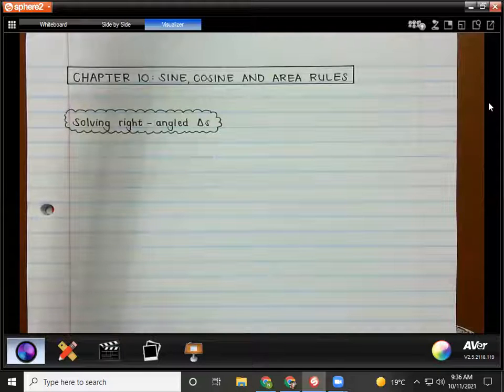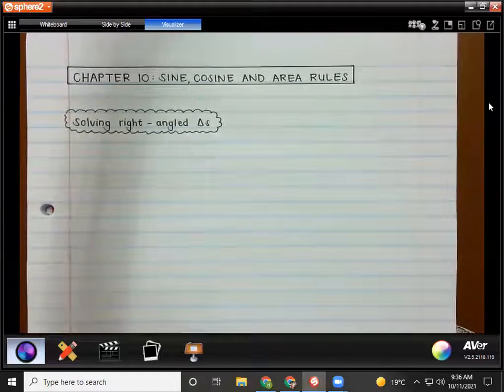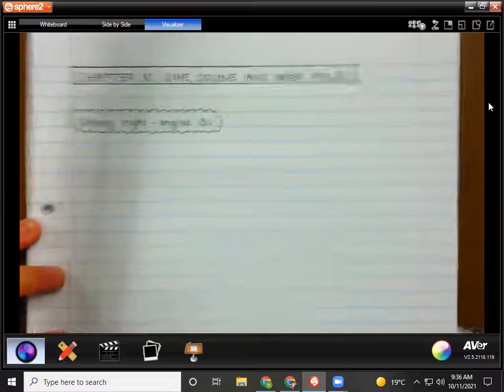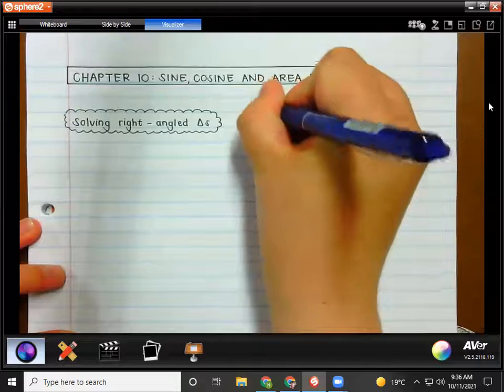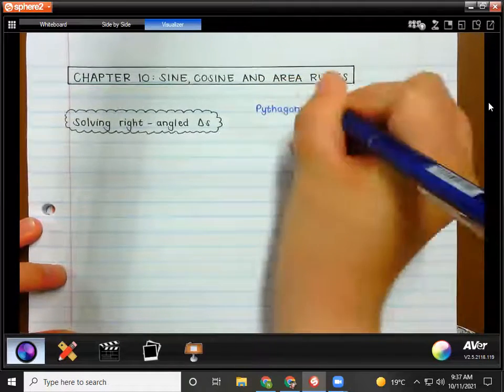Okay, guys, I'm hoping that you remember that in a right angle triangle, we can use Pythagoras. Does it ring a bell? Remember, you can only use Pythag in a right angle triangle. So let's write this on the side. We can use Pythagoras, obviously, to find the length of a side.